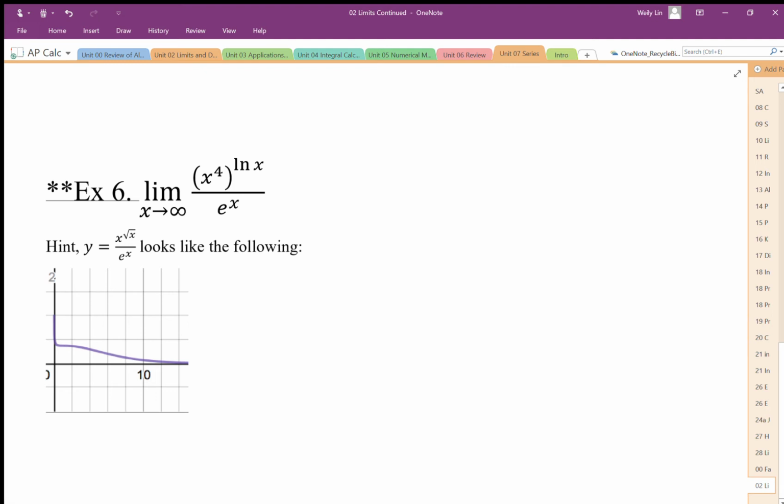I've given you one here. You have x to the power of root x, and it gives us this graph that looks like this. I don't know what's happening at 0, but as x goes to infinity, it looks like the denominator does end up outgrowing the numerator, so it tends to go to 0. So the denominator seems to be a bit stronger here.